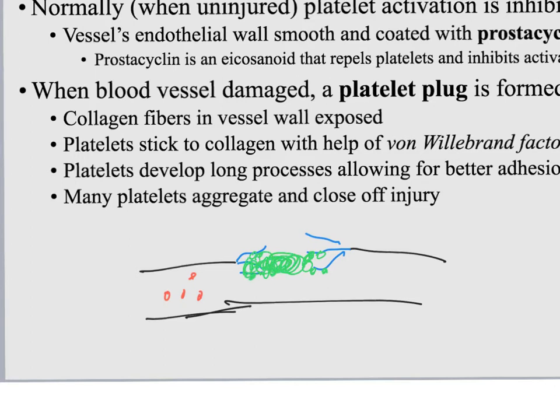Eventually what ends up happening? The platelets aggregate and they close off the injury. Okay? That kind of stops blood from being able to flow freely out. Is it completely clotted yet? No, it's not. Okay? We have not repaired the vessel. We just stopped the flow from coming out.